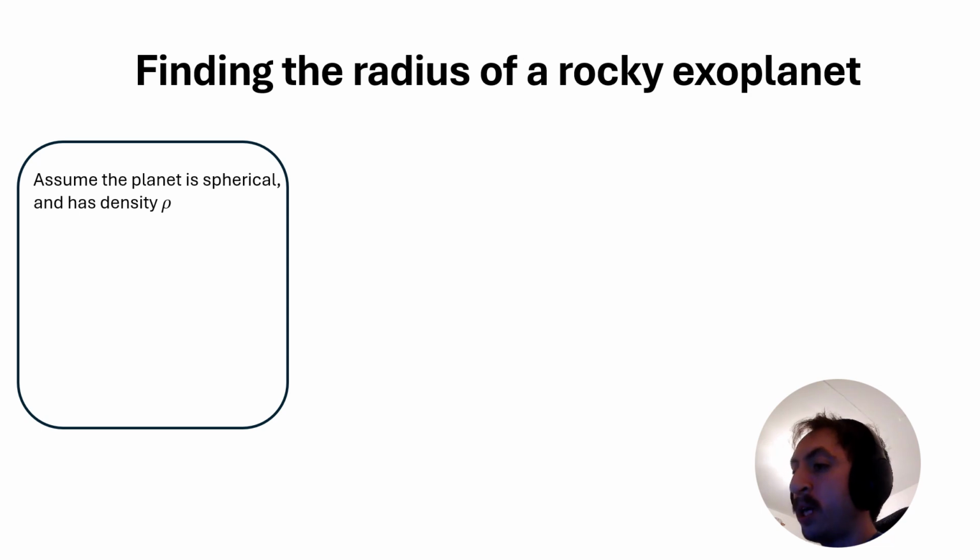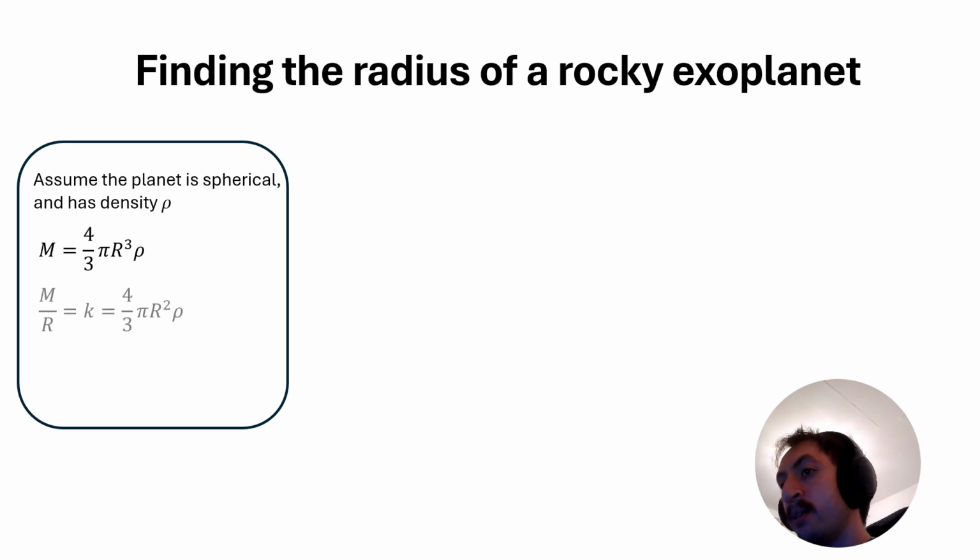So we're going to assume our exoplanet is spherical, meaning the mass of our planet is equal to the volume of a planet, where that volume is also the volume of a sphere with radius capital R, and then we've got to multiply it by the density to get the mass. And we called our ratio m over r^k, and if we look at our equation that links mass with density, we can see that k would have to equal 4/3 pi times r squared times rho, where rho is the density of the planet. And if we rearrange for k, we end up with this expression.